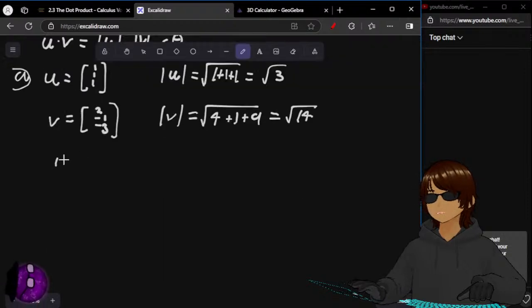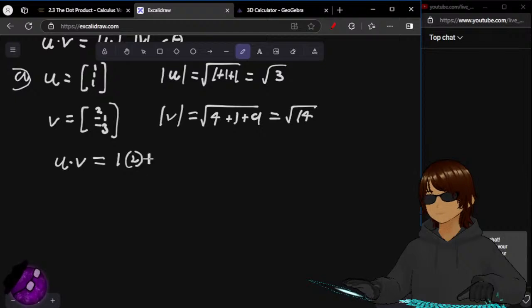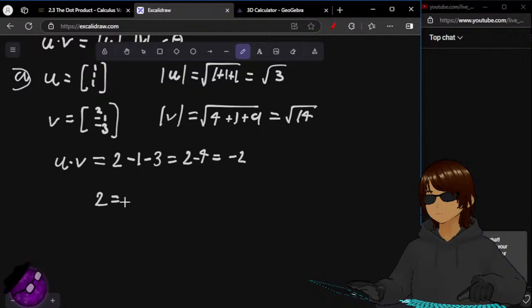And the dot product is 1 times 2 plus... I'll just write, it's just these three, right? So this multiplied by each of these would be the same. So 2 minus 1 minus 3, 2 minus 4, minus 2. So we have minus 2 equals root 3 times root 14 times cos theta.